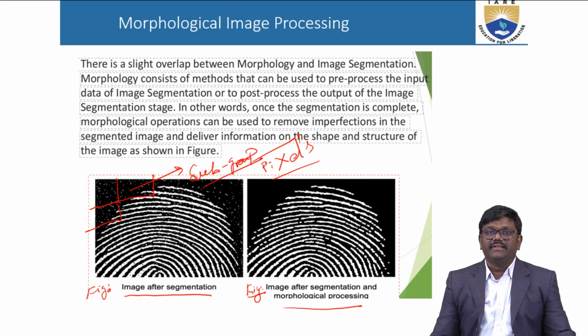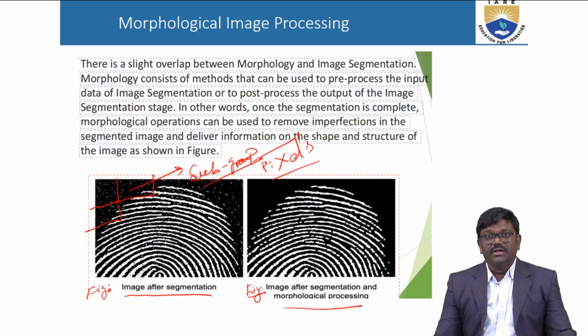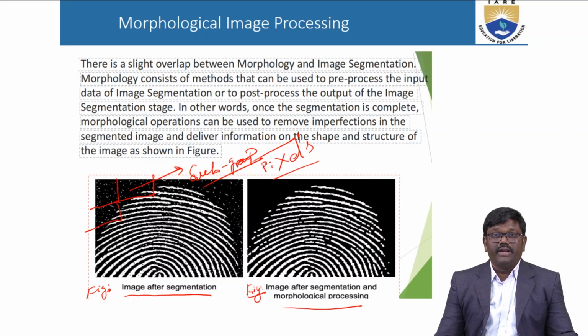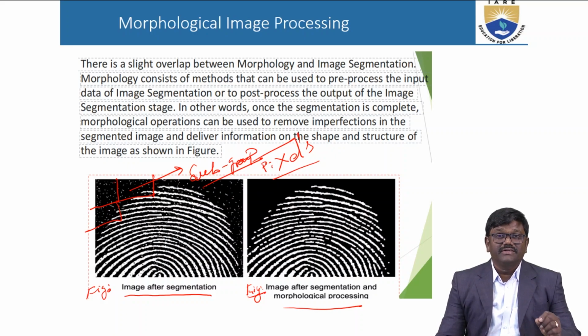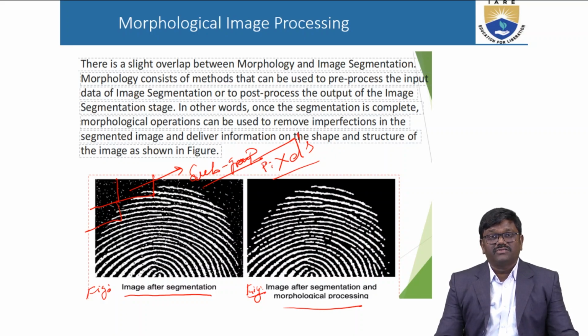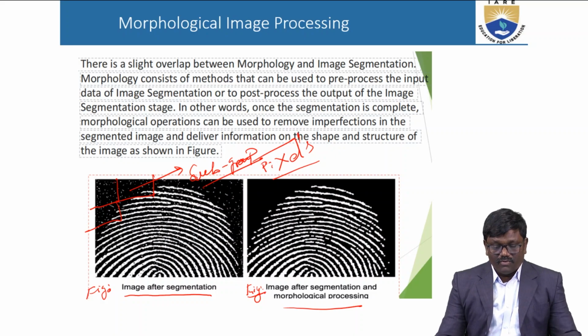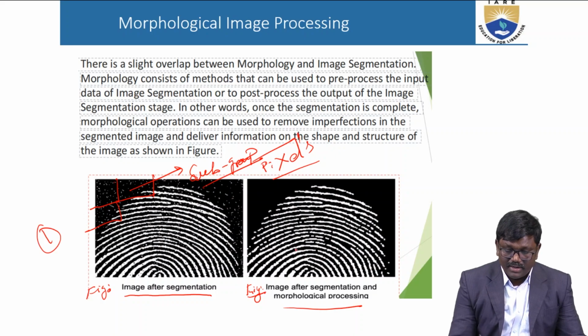How can you define that? There is a slight overlap between morphology and image segmentation. Morphology consists of methods that can be used to pre-process the input data of image segmentation or to post-process the output of the image segmentation stage. In other words, once the segmentation is complete, morphological operations can be used to remove the imperfections in the segmentation image and deliver the information on the shape and the structure of the image, as shown in figure number 1 and figure number 2.